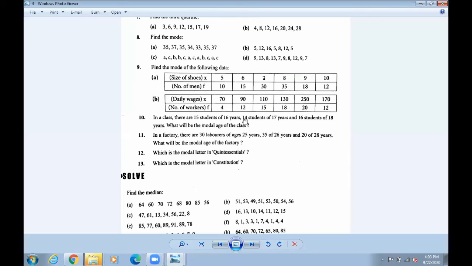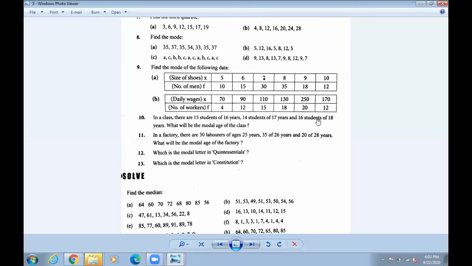Again, there is the next thing also: 14 students of 17 years. That means how many students of 17 years? 14 students. I told you last time also, if it comes as how many, then that is the frequency. Others we can call it n also. The total of f is called n, isn't it? So this is f, the frequency.